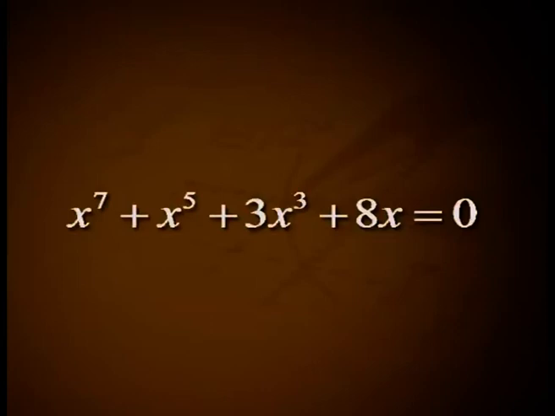4. If the equation contains only odd powers of x and the coefficients are all of the same sign, the equation has no real root except x equal to 0. Thus, the equation x raised to 7 plus x raised to 5 plus 3x cube plus 8x equal to 0 has no real root except x equal to 0.